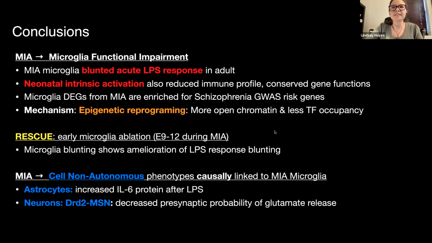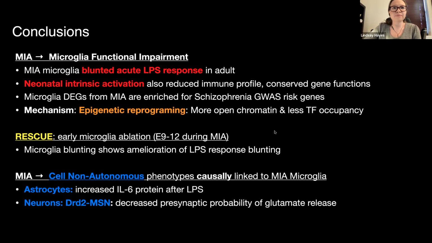And while we were expecting a priming phenotype, or microglia to be hypersensitive, what we found was just the opposite. And I think that this could be a protective adaptation for microglia. When microglia are being born into a brain with a heightened immune environment, it may be decreasing their set point or their threshold to avoid being hyperactive to a subsequent immune challenge.